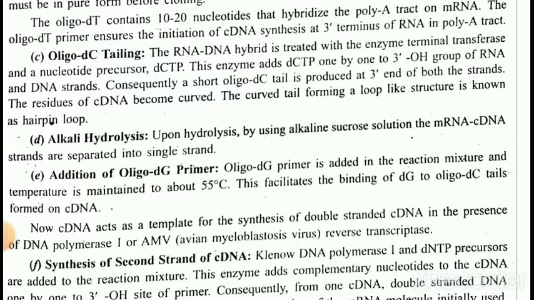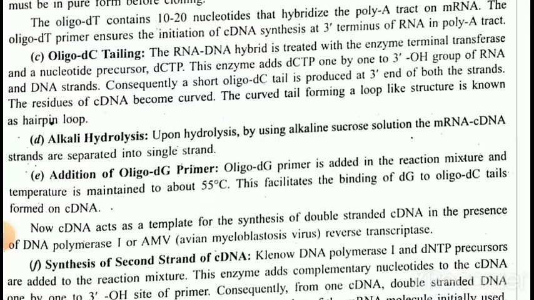C. Oligo-dC tailing. The RNA-DNA hybrid is treated with the enzyme terminal transferase and a nucleotide precursor, dCTP. This enzyme adds dCTP one by one to the 3' OH group of RNA and DNA strands. Consequently, a short oligo-dC tail is produced at the 3' end of both the strands. The residues of cDNA become curved. The curved tail forming a loop-like structure is known as a hairpin loop. D. Alkali hydrolysis. Upon hydrolysis by using alkaline sucrose solution, the mRNA-cDNA strands are separated into single strands.